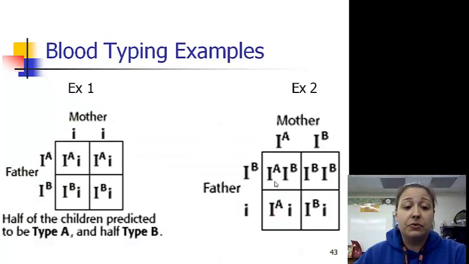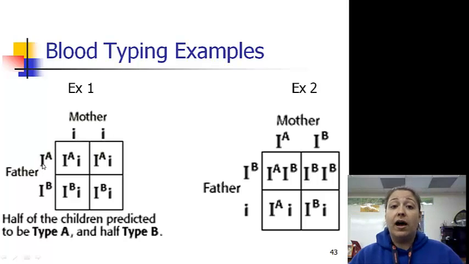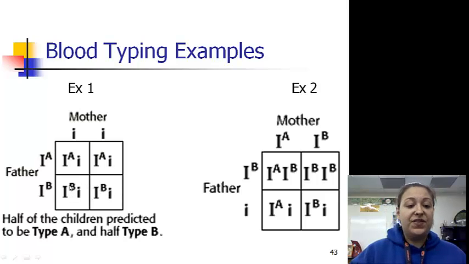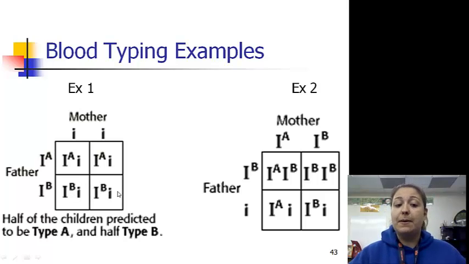So how do these examples work? Well, in this example, we have a mother who is type O, so we put little i, little i. The father is type AB, so we'll put a big I^A and a big I^B. Now again, you drag them down and across to come up with the potential offspring. So 50% of potential offspring could be type A, and 50% could be type B.